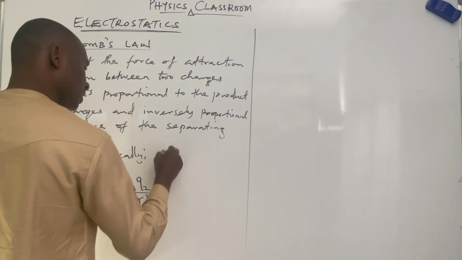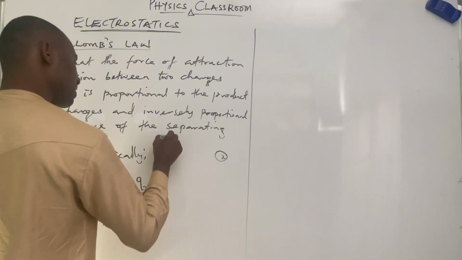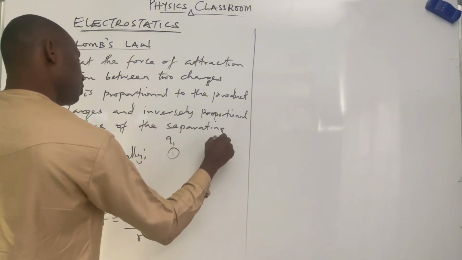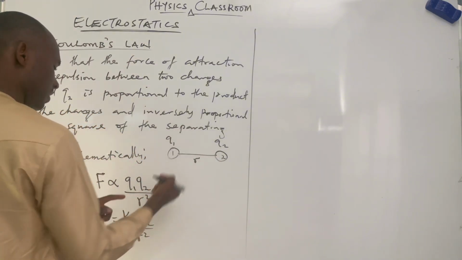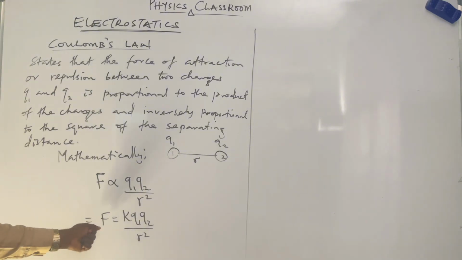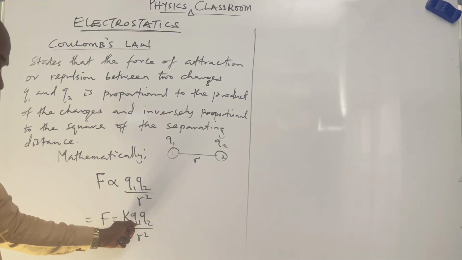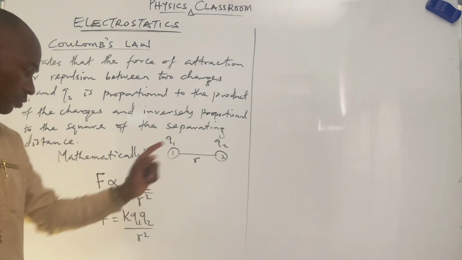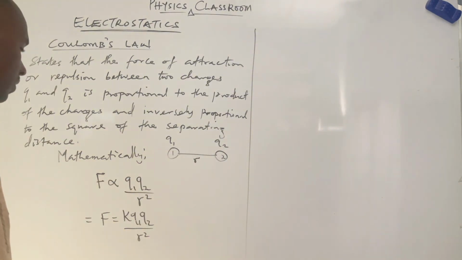We can have two bodies, 1 and 2, with charges Q1, Q2. The distance between them is R. So from here, we can have our force of attraction or repulsion to be equal to the proportionality constant times Q1 times Q2 all over the square of this separating distance. So that was how we got this.